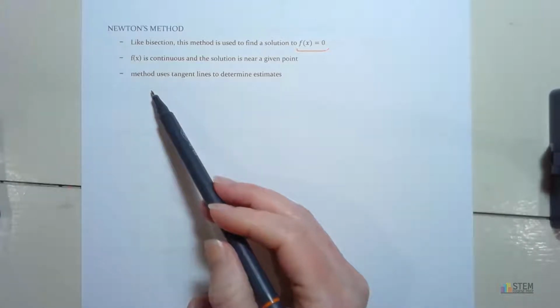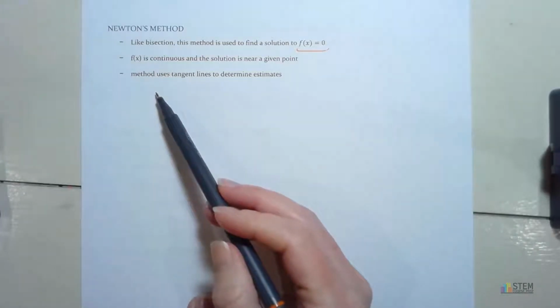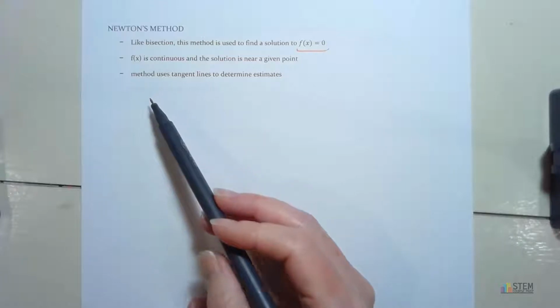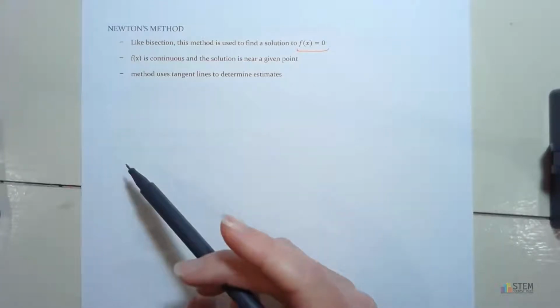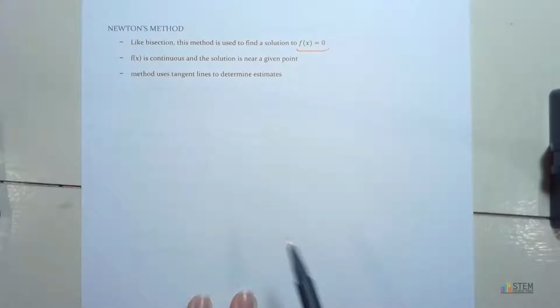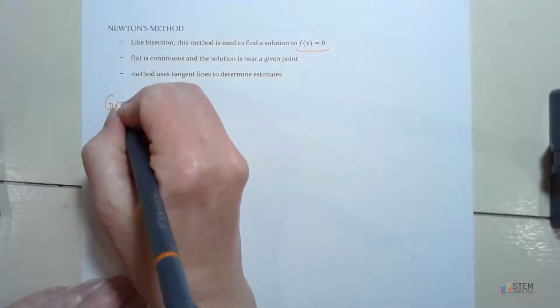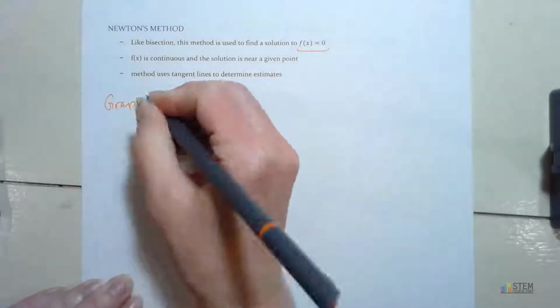And what this method does, this one is going to use tangent lines to determine our estimates. That's a little bit different than what we did with the bisection method. Remember the bisection method, we had the intervals and we would halve the interval and go that way. So this one's going to be a little bit different. Let's go over how this works graphically.